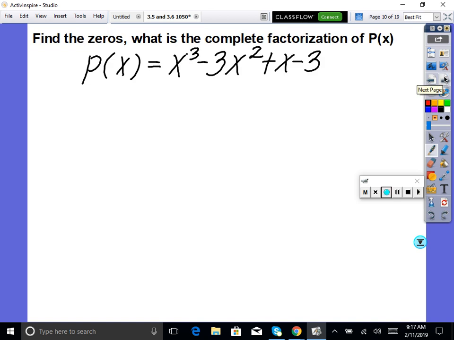It says, find the zeros, and then what is the complete factorization of p of x? So notice two times ago it just said find the rational roots. This time we've just got to go all the way to the end no matter what. Because last time, if we got to a quadratic and it didn't factor, we were done. But today we got to go all the way because it wants any zero.